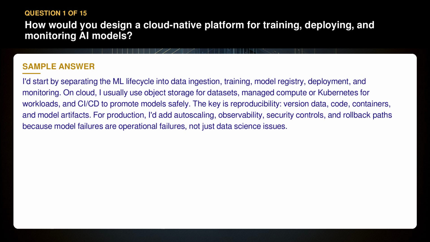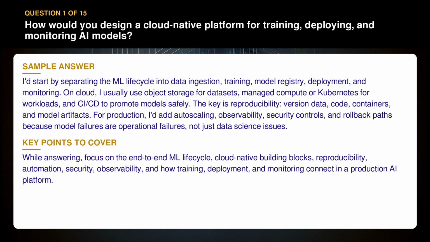For production, I'd add auto-scaling, observability, security controls, and rollback paths, because model failures are operational failures, not just data science issues. While answering, focus on the end-to-end ML lifecycle, cloud-native building blocks, reproducibility, automation, security, observability, and how training, deployment, and monitoring connect in a production AI platform.